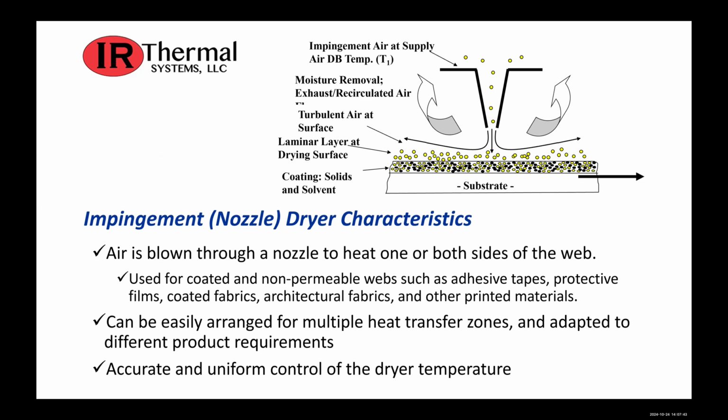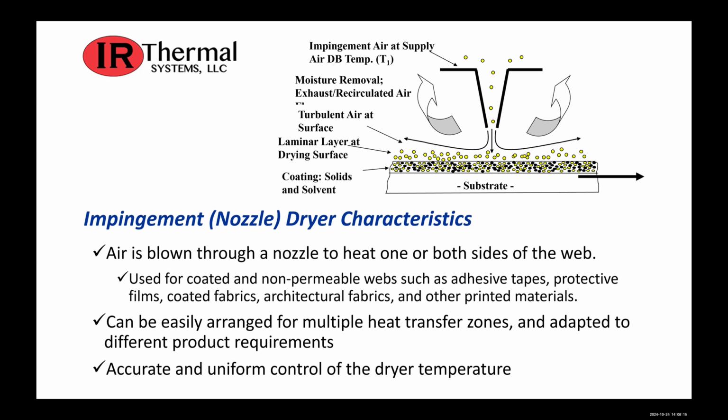So let's start with a little bit of information over impingement dryers, those that use nozzles. You can see there that air is blown through a nozzle to heat one or both sides of the web. This is used for coated and non-permeable webs such as adhesive tapes, protective films, coated fabrics, architectural fabrics, and other printed materials. It can easily be arranged for multiple heat transfer zones and adapted to different product requirements, and it offers accurate and uniform control of the dryer temperature.